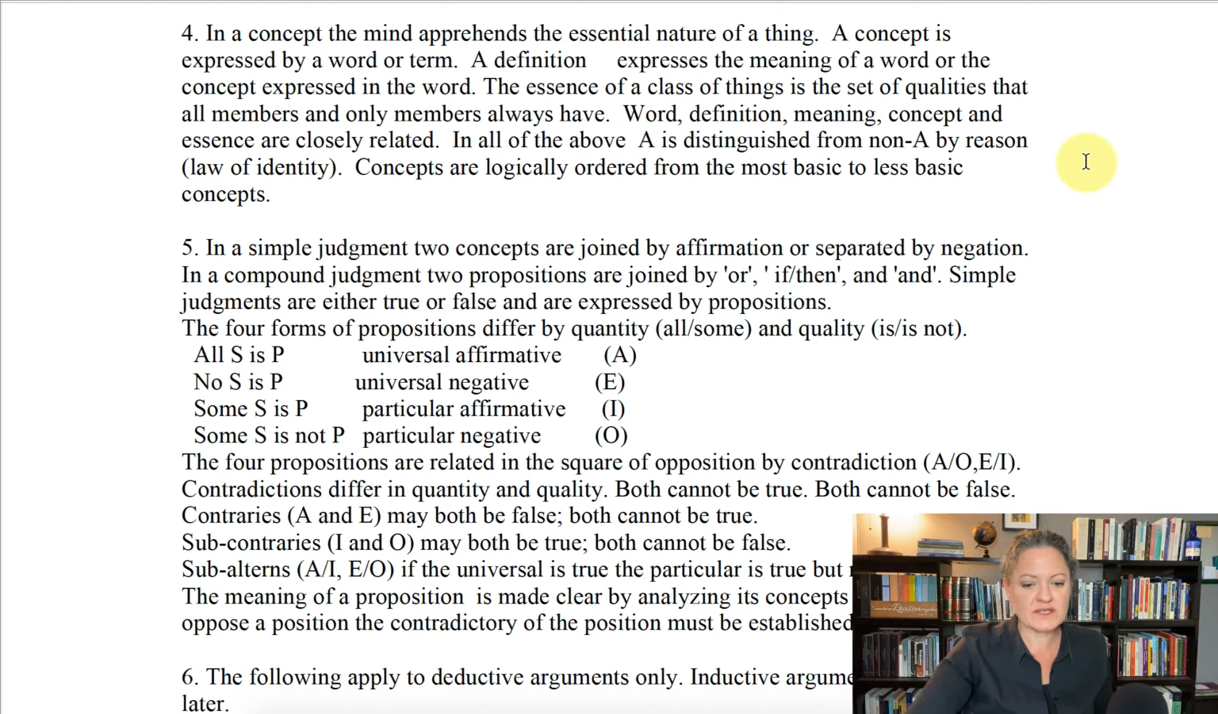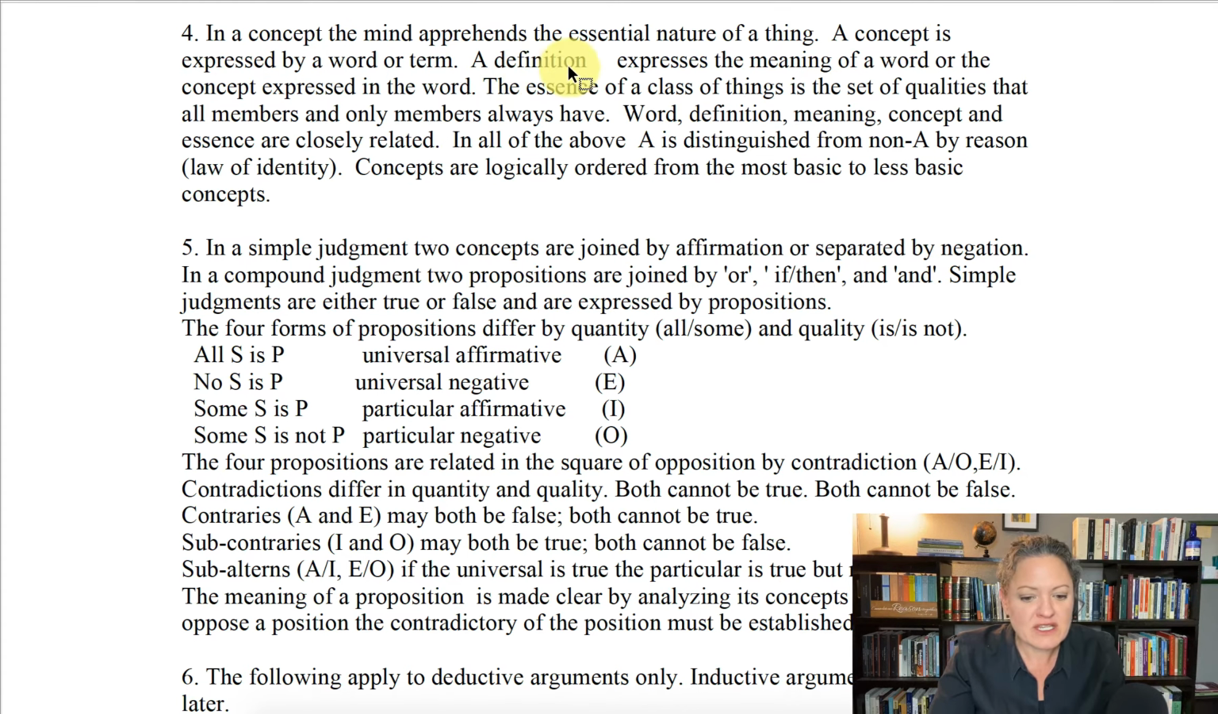Now, this is a little bit new maybe. I think I did talk about this when we went over the reason handout, but now we have a little more depth. In a concept, the mind apprehends the essential nature of a thing. So we're grasping what a thing is. A concept is expressed by a word or term. Okay, so a concept is the idea in the mind. It's expressed by a word or a term when we communicate.